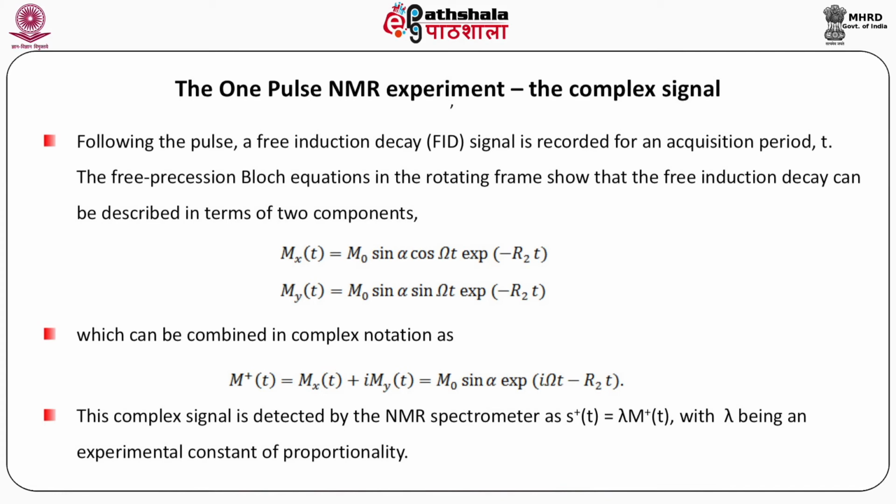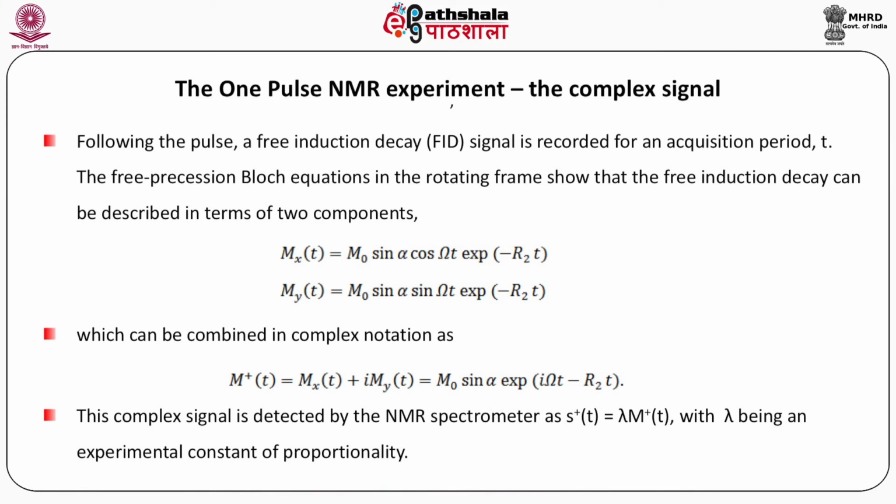The one pulse experiment, the complex signal. Following the pulse, a free induction decay signal is recorded for an acquisition period t. The free precession Bloch equation in the rotating frame shows that the free induction decay can be described in terms of two components. Mx(t) is equal to M0 sin alpha cos(omega t) exp(-R2 t), and My(t) is equal to M0 sin alpha sin(omega t) exp(-R2 t), which can be combined in a complex notation as M+(t) is equal to Mx(t) plus i My(t) is equal to M0 sin alpha exp(i omega t minus R2 t).